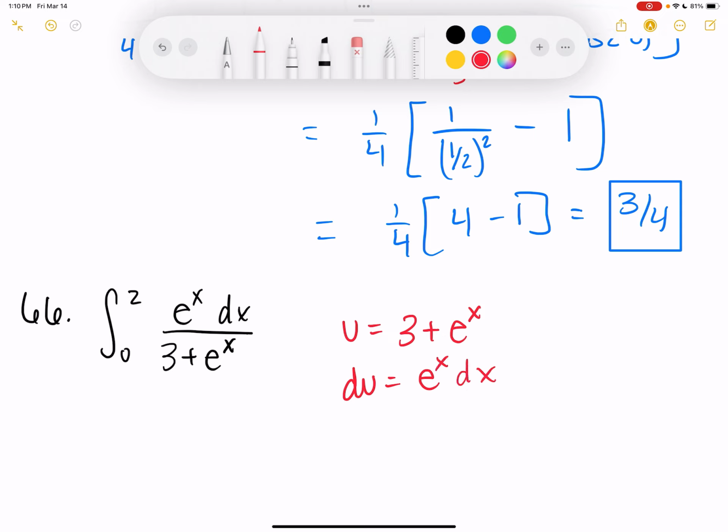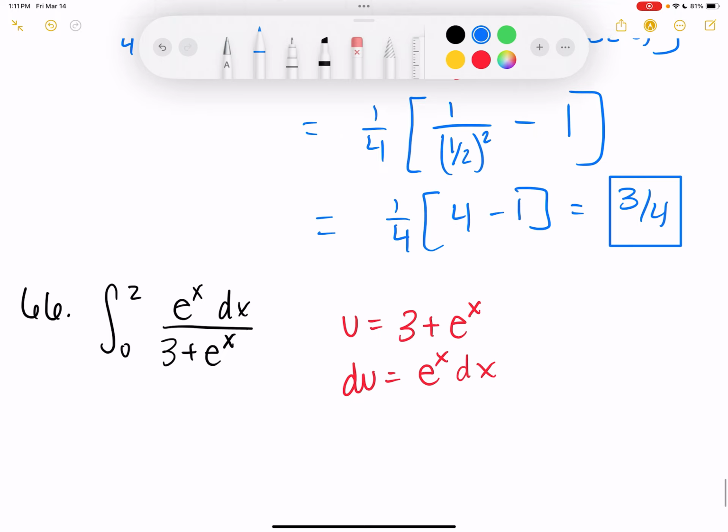I understand why it's like that. Wait, so why couldn't it just be e to the x? Because that wouldn't have really solved our problem. Because this is 3 plus e to the x. Another thing is if you have a fraction, it's typically going to be what's in the denominator, because usually with these problems, when you take the derivative of the denominator, it gives you the numerator. So the integral from 0 to 2 of, I'm going to write this as u to the negative 1. Are we tracking why?